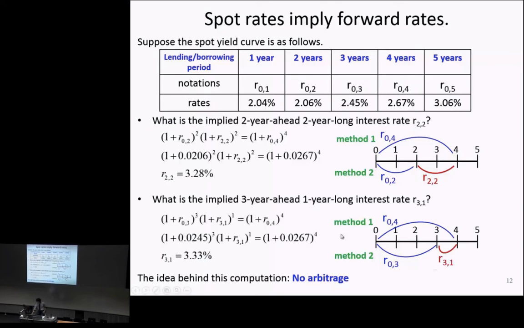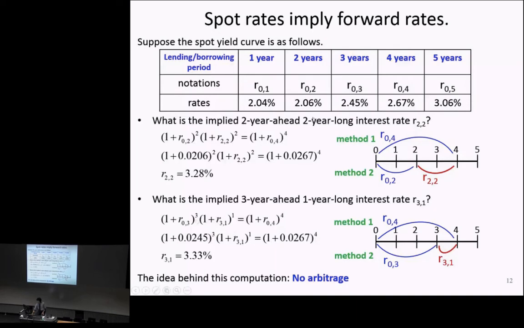So your money will increase through the first method. Your return is the same as before, (1 + R04)^4. Through the second method, your money will increase by a factor of (1 + R03)^3 times (1 + R31). Again, these two methods should give you the same return, otherwise there would be some arbitrage opportunity. So we have this equality here.